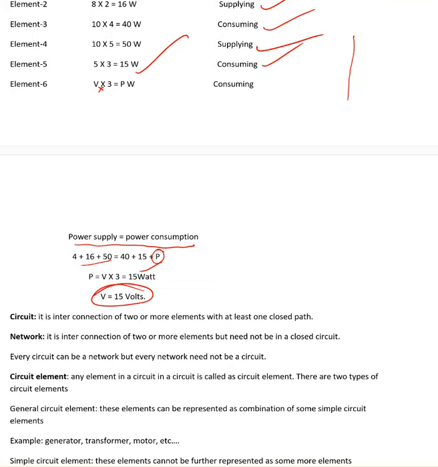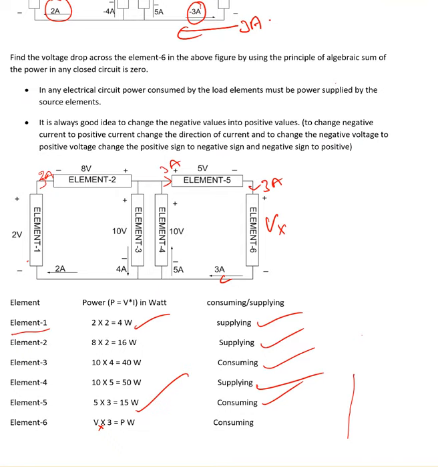That's about power. In this video, we learned about power. If a positive current is entering the positive terminal of an element, that element is consuming power. That's one important point we learned. Another important point is that in any closed circuit, power consumed must be equal to power supplied.